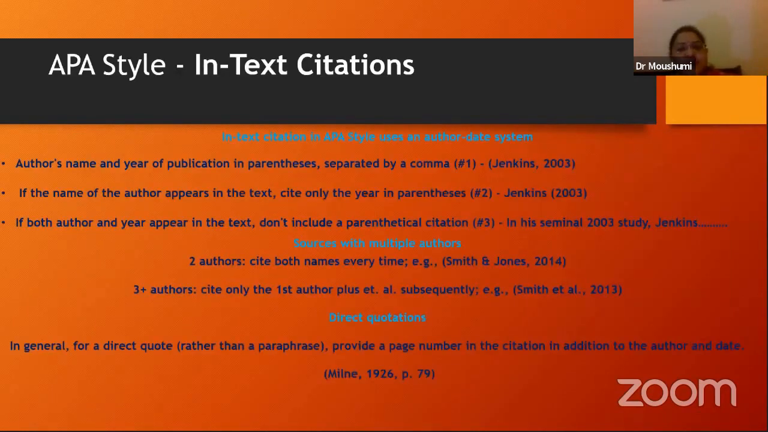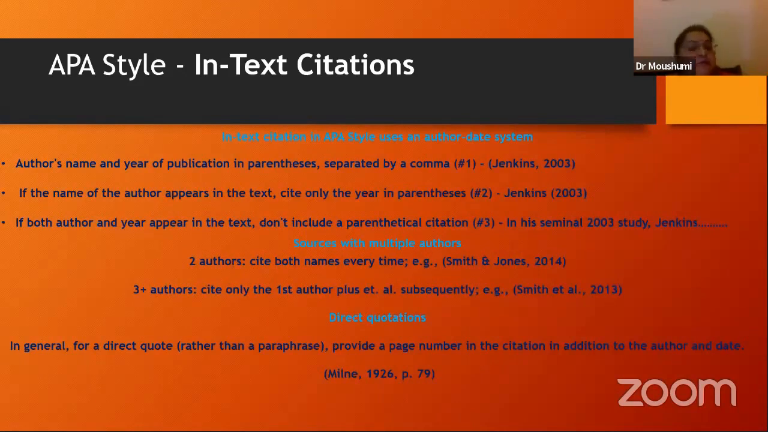In-text citation of APA style, take for example, number one: author's name and year of publication in parenthesis, that is, in bracket, separated by a comma. See the example, Jenkins, 2003. Jenkins is the name of the author and 2003 is the year, and it is put in bracket. This is a style of in-text citation in APA style.